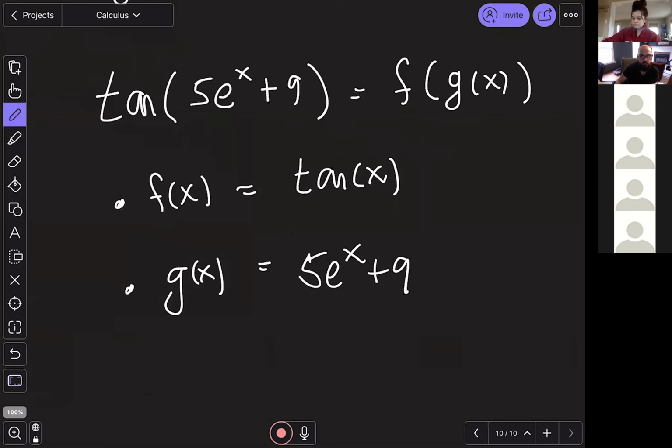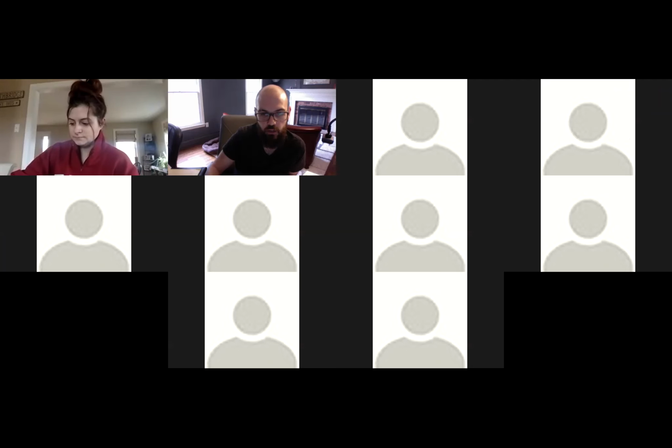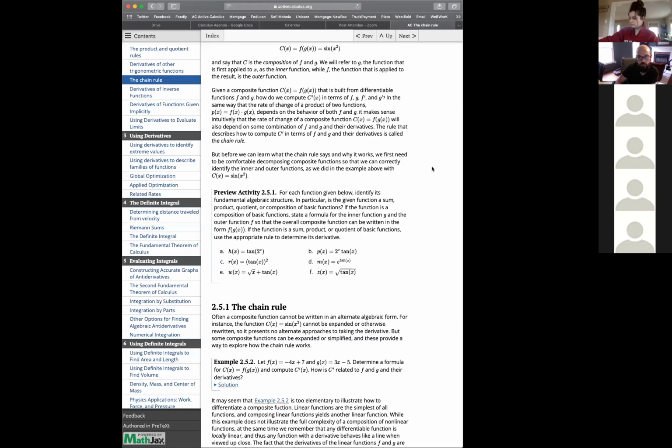Okay. All right, so what I want to do is look at another activity. So I'm going to switch my screen share here to our book. Can you all see this reasonably well? You can see our book here.